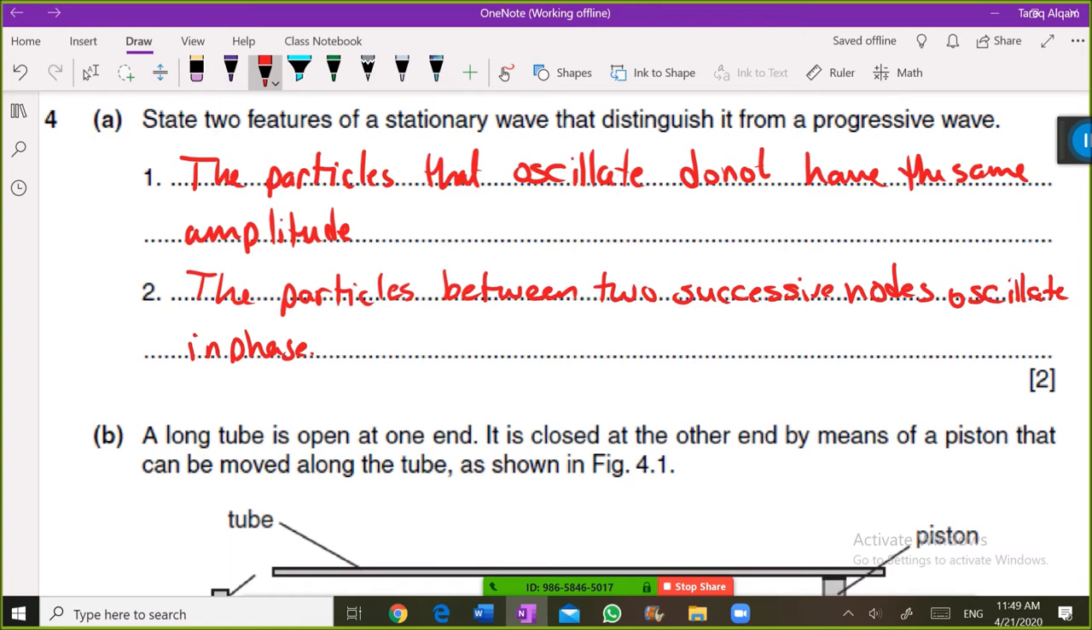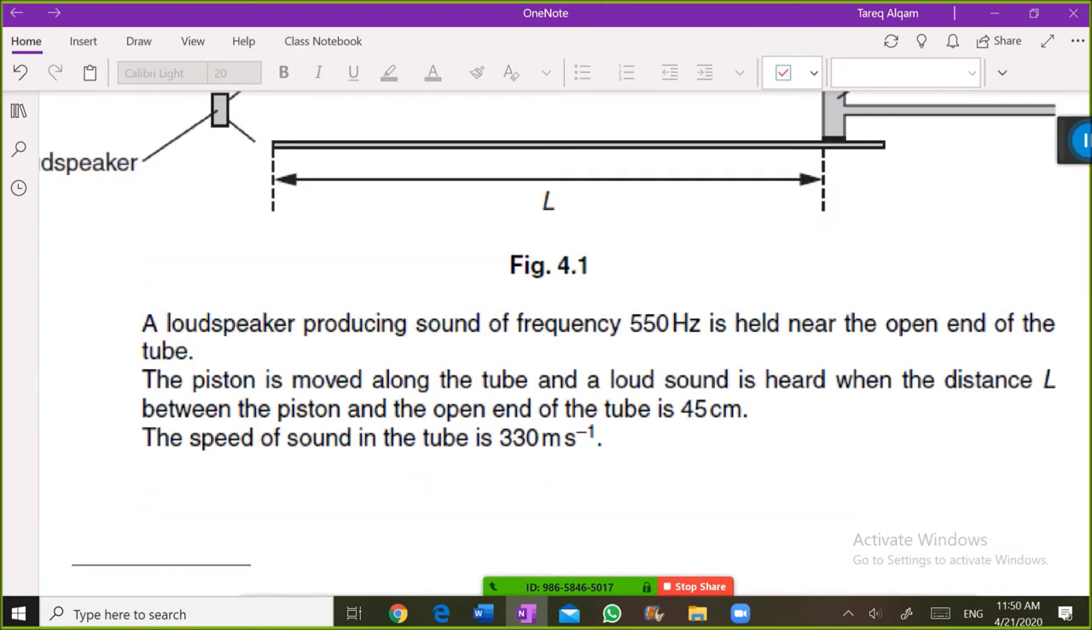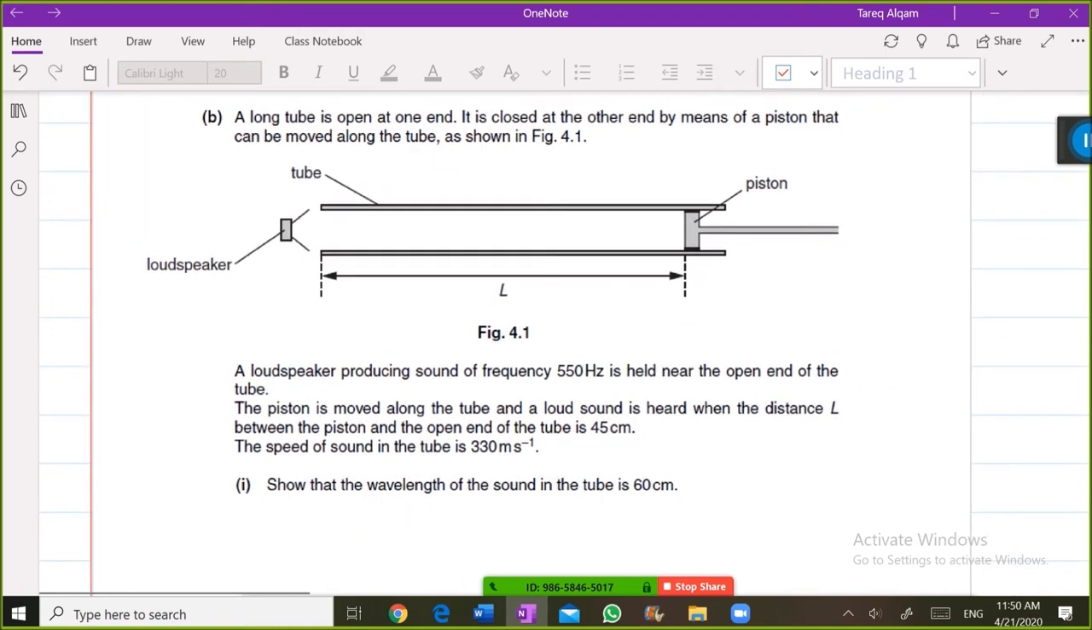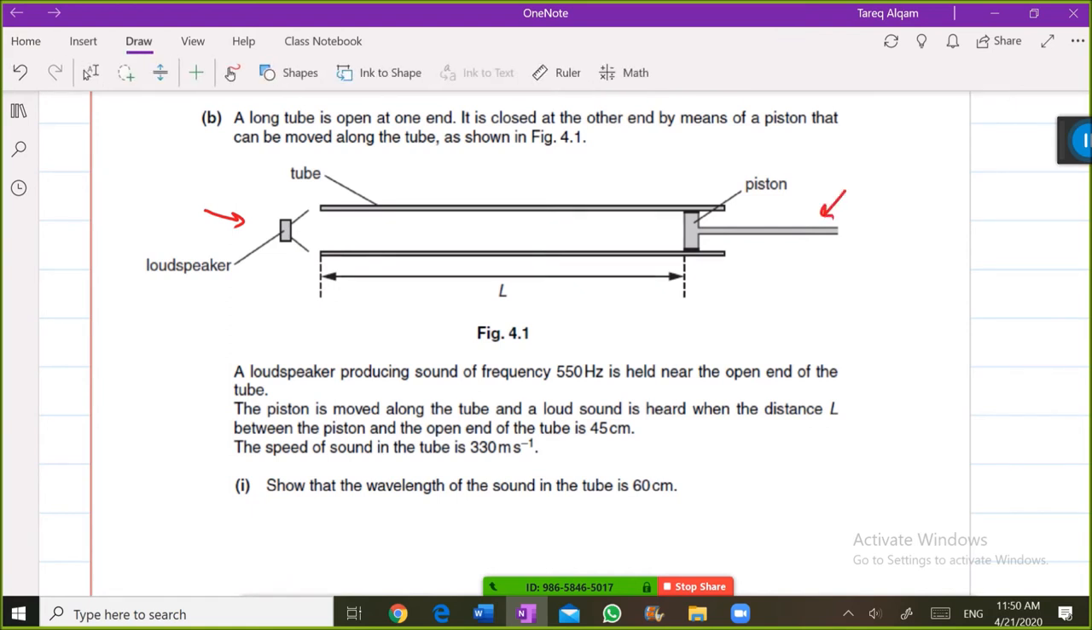Here, this is another way to investigate standing waves. We have a loudspeaker placed at one end. Here we have a piston. Guys, this is very similar to the experiment that we did using a resonance tube and water. Here, I have to move the piston towards the loudspeaker or away from it until we get a louder sound. If I get a louder sound, guys, this means that resonance is taking place inside the tube. Consequently, standing waves are formed.